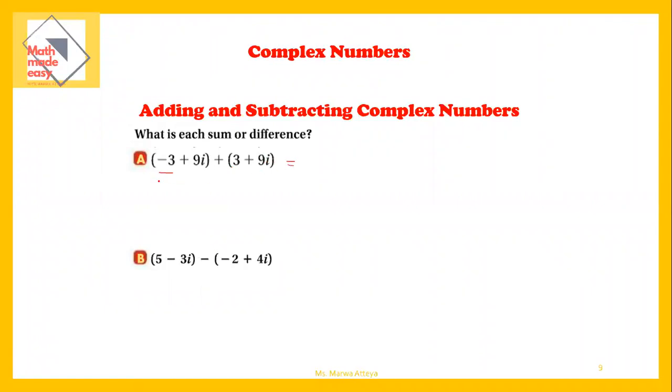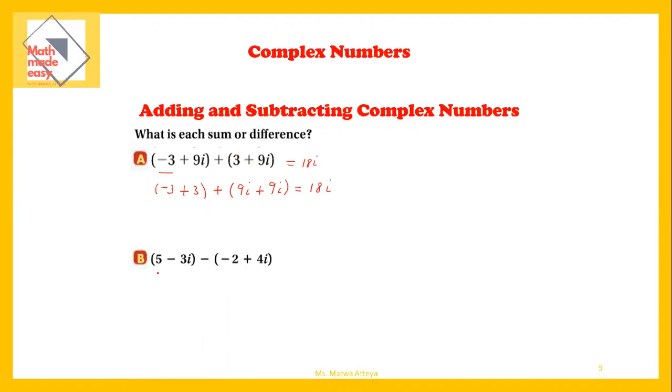We're going to be adding the real parts together and the imaginary parts together. So imagine that you are adding negative 3 plus the 3, both are the real parts, and you're adding the 9i plus the other 9i. So your final answer is negative 3 plus 3, which is 0, and 9i plus 9i, which is 18i. Now, you can usually do this in one step, just adding negative 3 plus 3 gives you 0, 9i plus 9i gives you 18i without writing any steps in the middle, but I just wanted to show you how it's done.